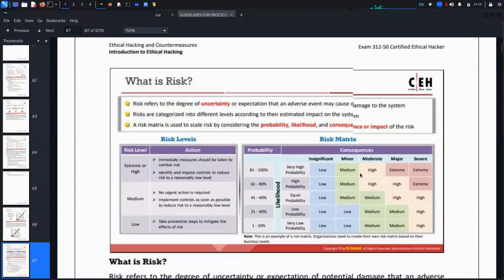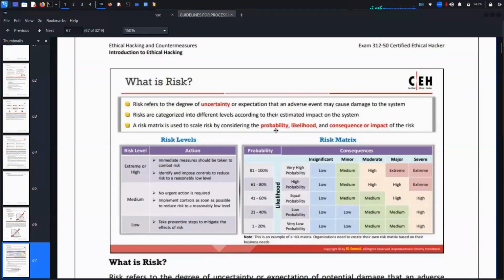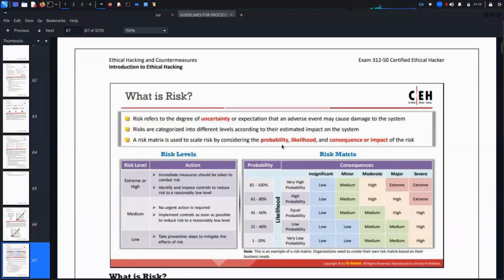So let's say, for example, a vulnerability is there, and the vulnerability is available out on the internet from your web application. So the probability is high. Likelihood is, say, the vulnerability that is exploited is a very simple vulnerability, maybe Heartbleed, for example. So if it's a very simple vulnerability and it's available on the internet, the probability and likelihood are very high.